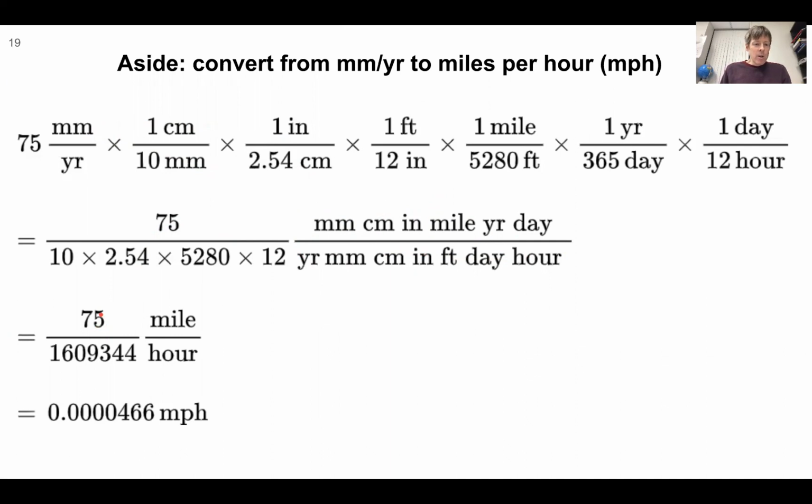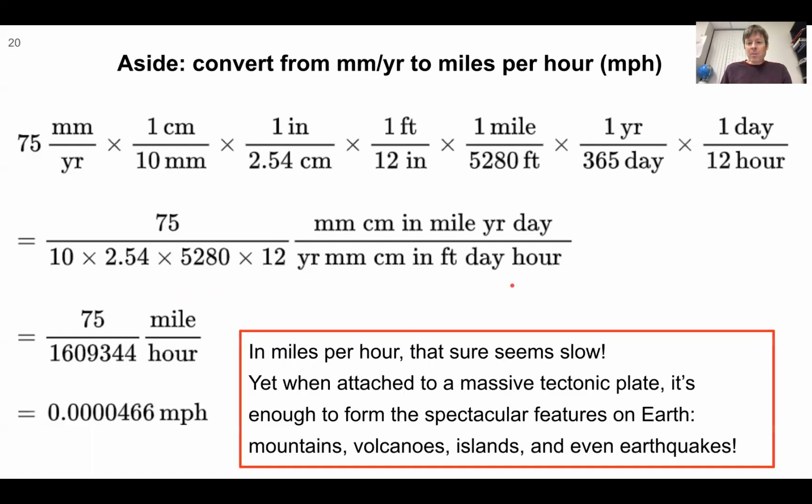It turns out it's 0.0000466 miles per hour. You are not going to get a speeding ticket. The Pacific Plate will not be getting a speeding ticket anytime. In miles per hour, yeah, that sure seems slow.